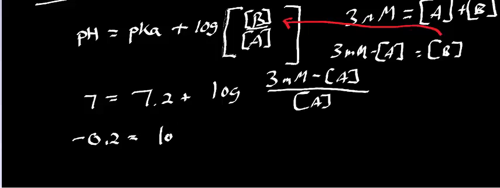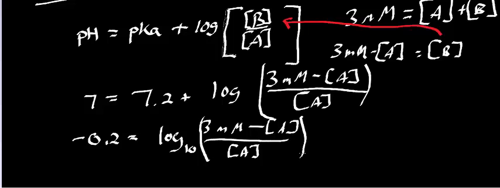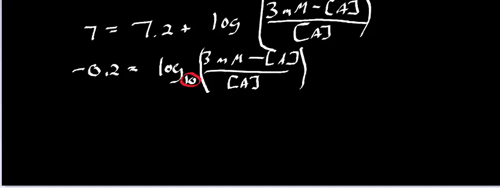So what I get is the log of, and of course this is all in parentheses, the log of (3 millimolars minus the concentration of A) over the concentration of A, and of course that's equal to negative 0.2. Now what you have to understand is this is log base 10. So if I want to undo a logarithm, I essentially raise it to the power of whatever this base is. So I'm going to take 10 to the power of everything, I'm going to take 10 to all this business.